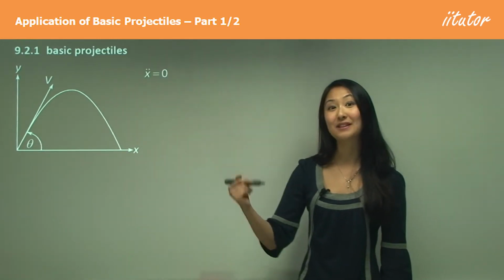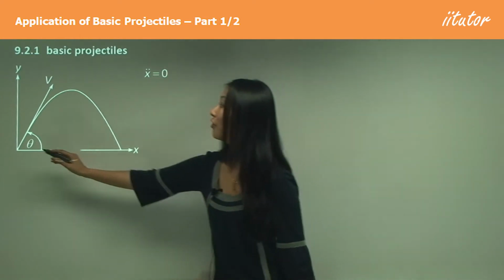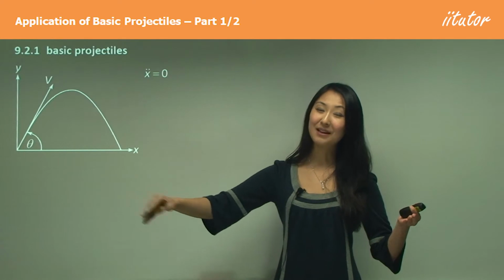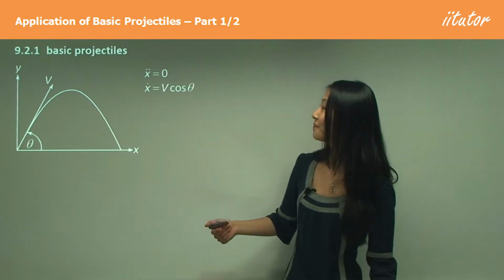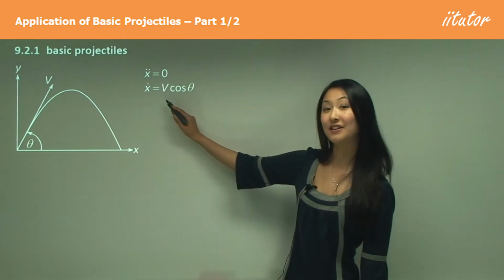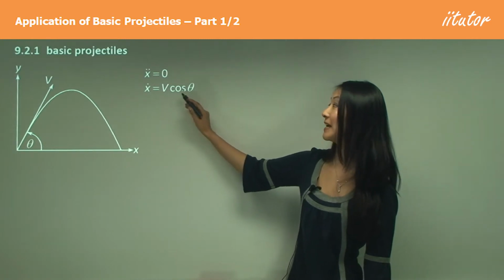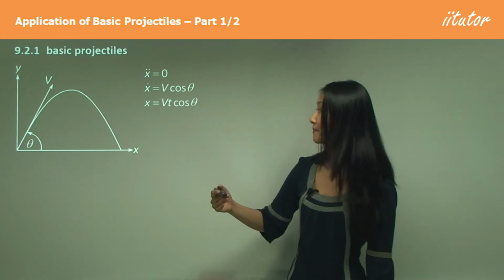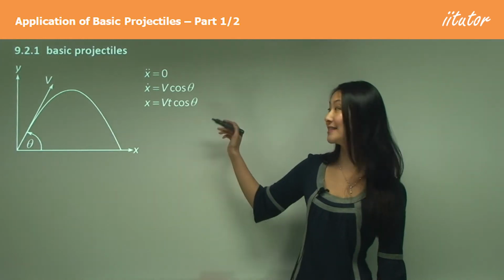Remember how we said with acceleration for the horizontal, it was 0 because the velocity stayed the same. It never got faster or slower. And we worked out that the velocity of our horizontal was v cos theta. And we just integrated that to get the horizontal displacement as vt cos theta.